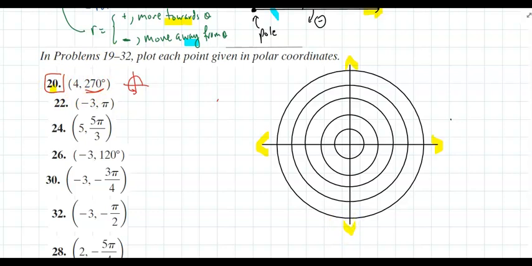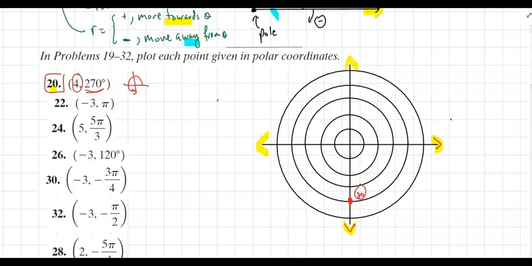I was on the positive x-axis, rotated, pointing in that direction like a flashlight. As I rotate 270 degrees now, I'm pointing in this direction. If r is positive, I move in that direction. r is a positive 4, I move 1, 2, 3, 4. All of that work for that point, and that's number 20.